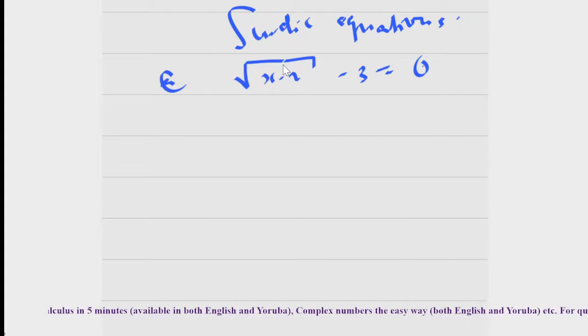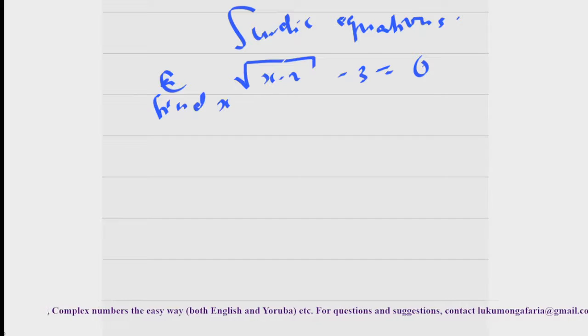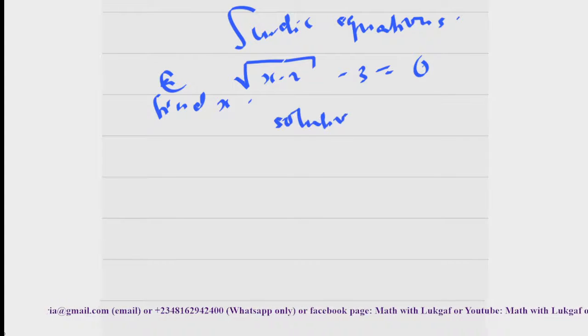So the radical is in terms of x, and we are asked to find x here. Then how do you find x? It's not difficult to do. Just ensure you get rid of this radical and find the value of the unknown. Okay, let me solve this for you.